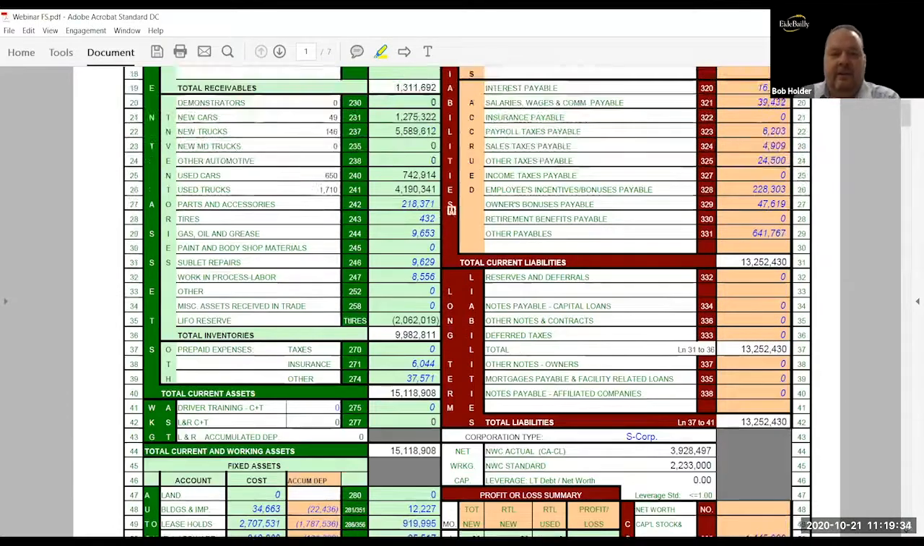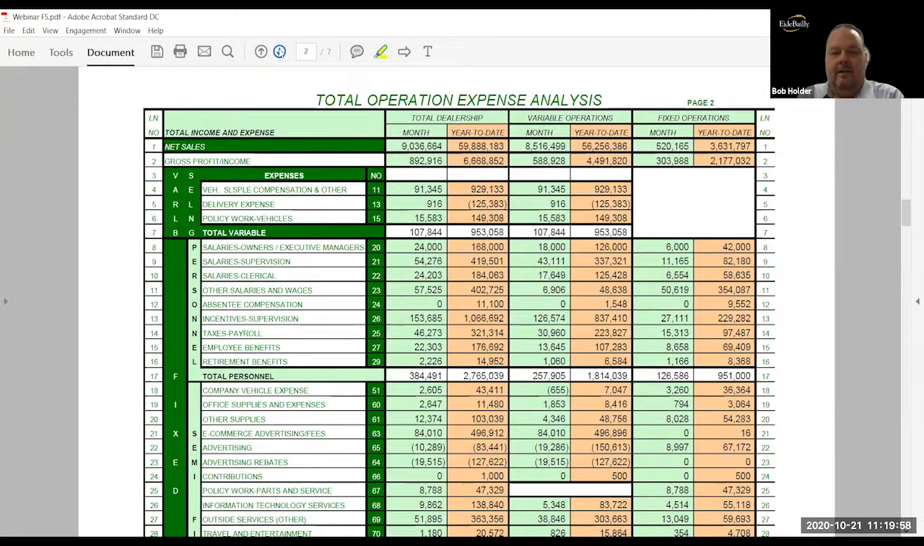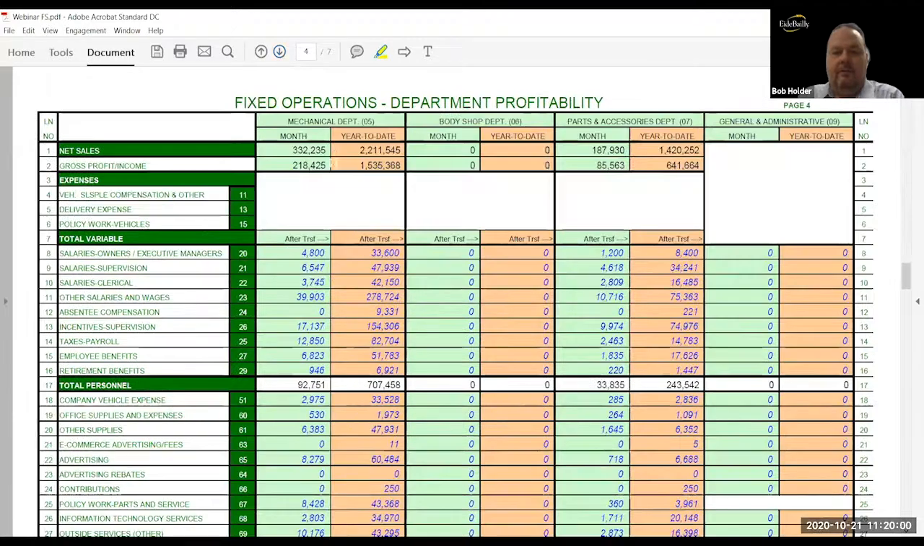So, after we get through with inventory, I typically spend a lot of time on it because it is generally the biggest asset on the balance sheet. It's what drives our business. Then you can do the same type of exercise with the parts department. So you have $218,000 in parts. Let's take a look at parts gross. Parts gross right here is 85,000.